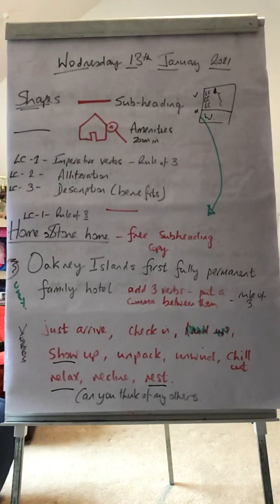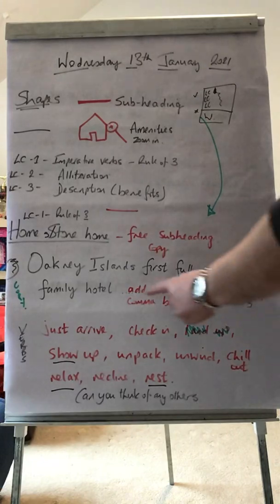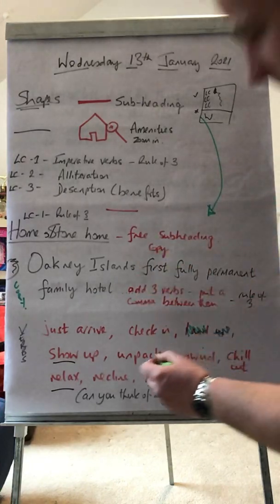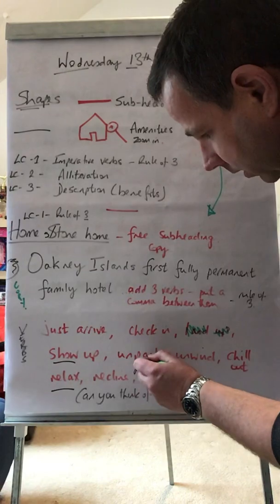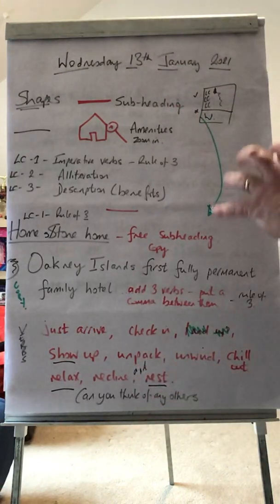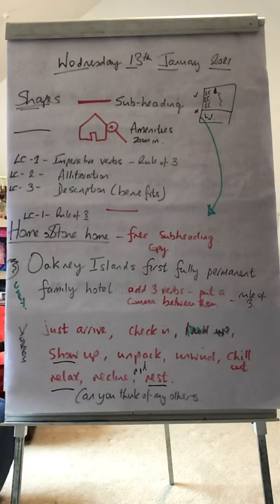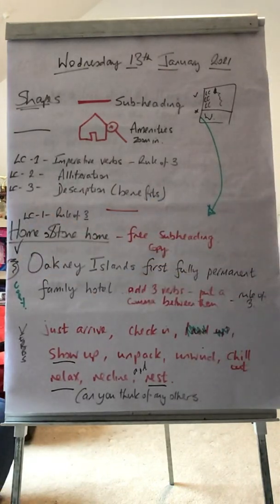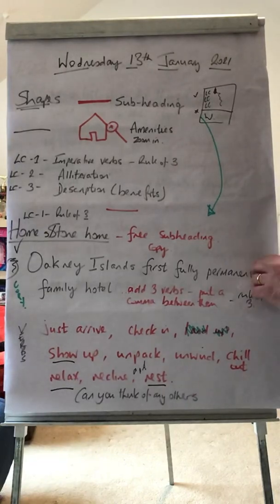So I would like you to do that now. So choose 3, underline them, and then add them to the end of this sentence. So it should say Orkney Islands, first fully permanent family hotel, show up, relax, okay? And then you can put maybe an and between the second and third one, and rest, and it's giving you an instruction of what to do once you've arrived at the hotel. So that's learning chunk 1 now complete. Okay, so pause it now and I'll get ready for learning chunk 2.